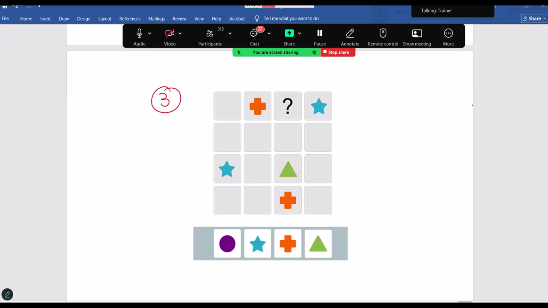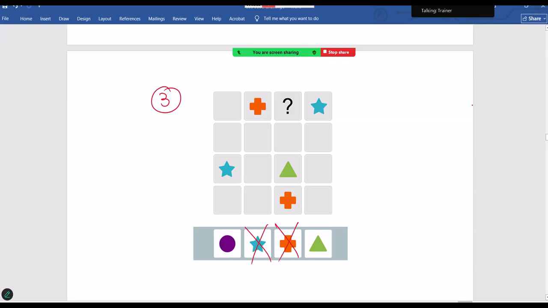As per row point of view, plus not possible, star not possible. Column point of view, triangle not possible. Answer must be purple symbol. So you just see row wise, column wise, which is not correct, which is correct.